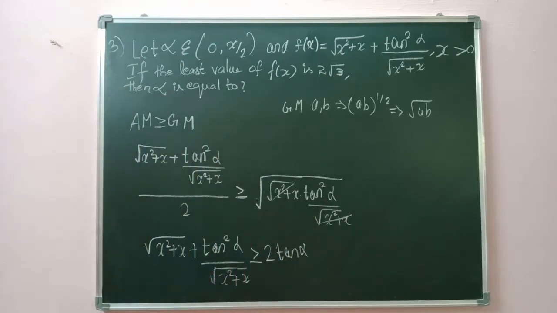Now what they are asking in the question is the value of alpha, and we know that the least value of f(x) is 2√3.